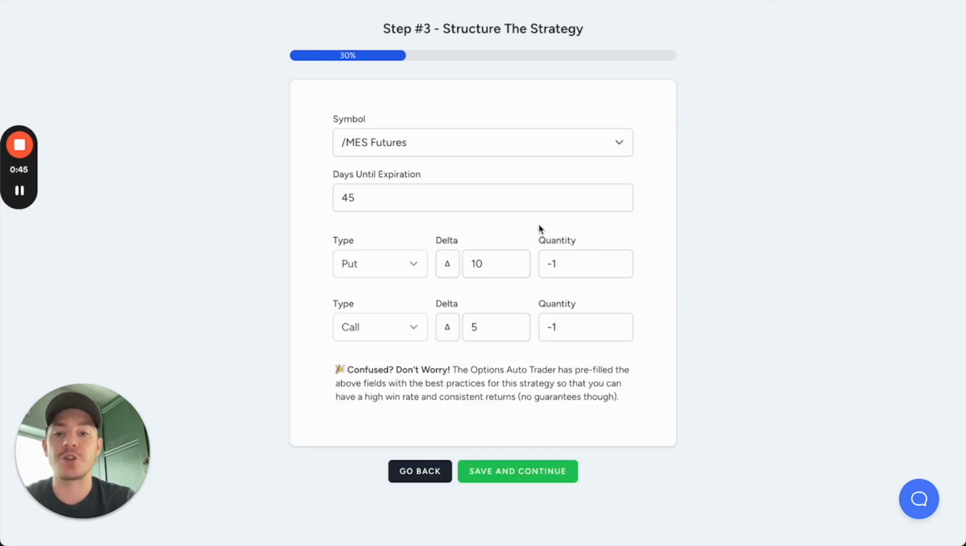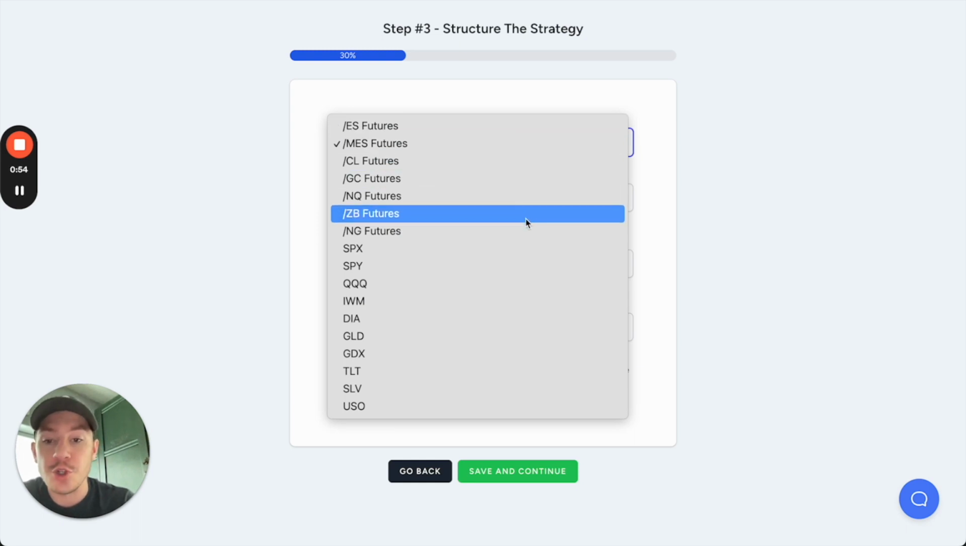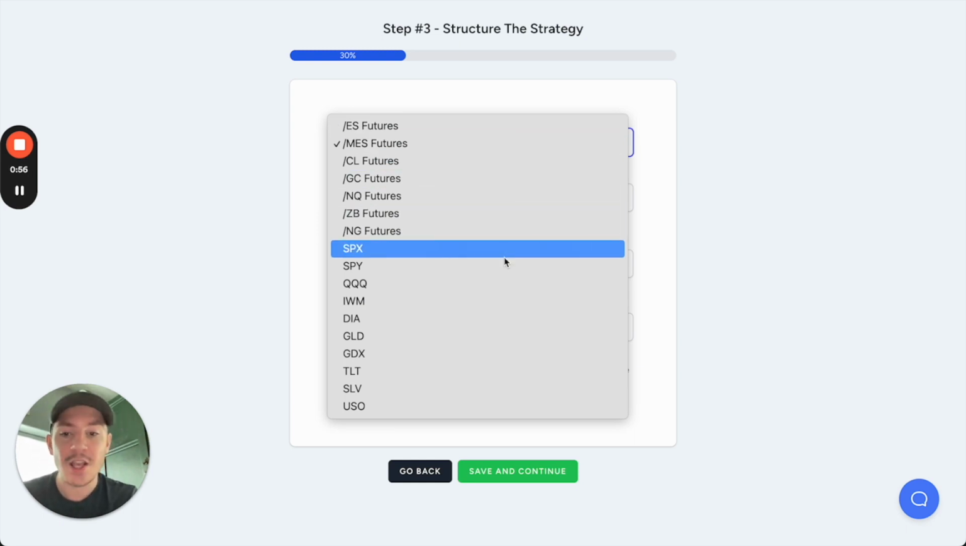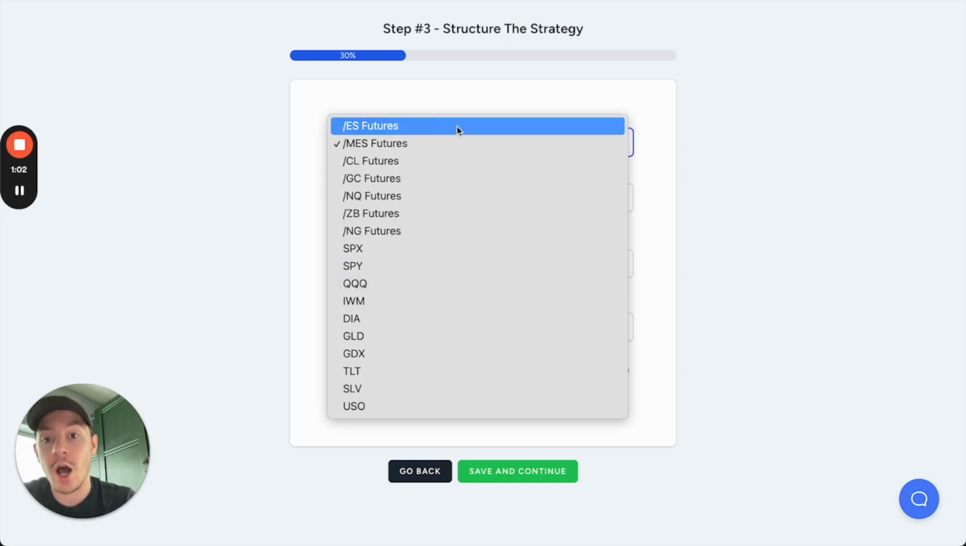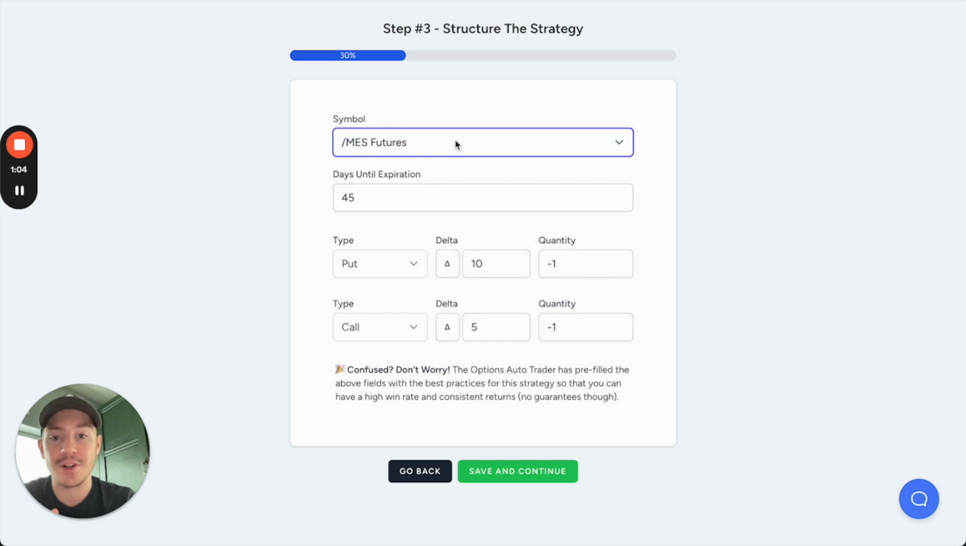When we sell Strangles here, there are so many assets we can do it on. You'll ideally just want to set up a Strangle strategy based on how you trade it now. But again, you have options between futures. You can do it on SPX. You can do it on SPY and a ton of different ETFs. So these are your options to automate the Strangle strategy on. Futures are awesome, so I'm just going to stick with that.